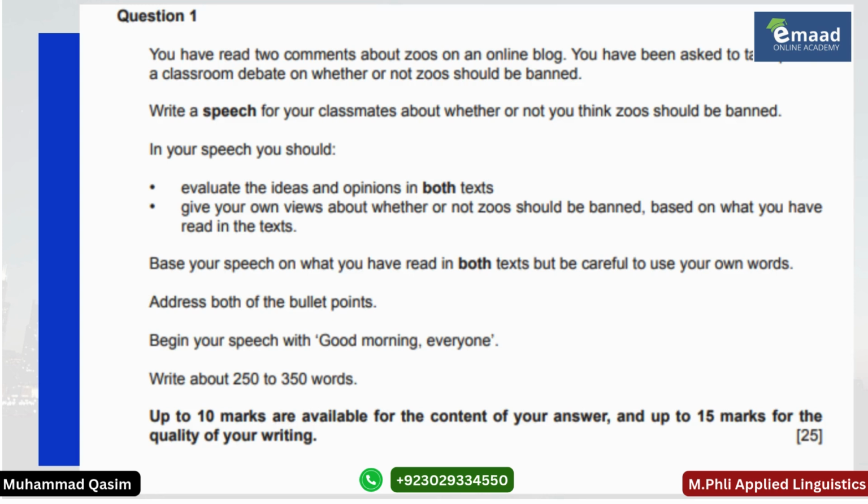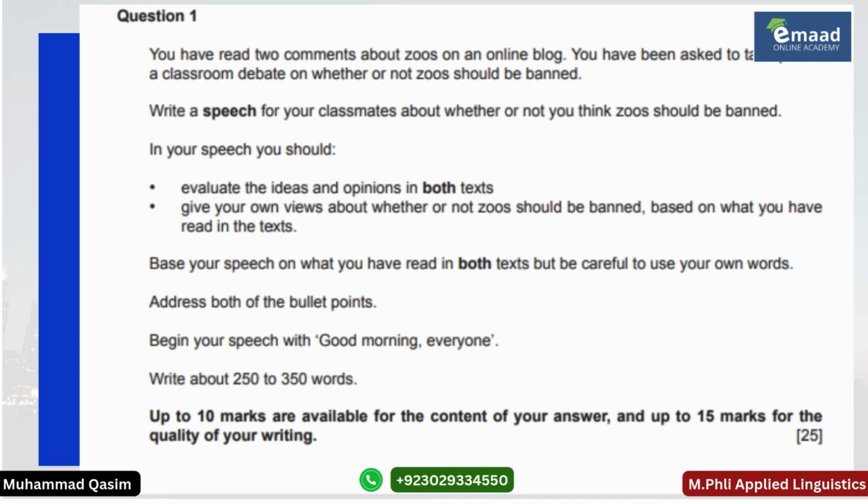Also give your own views about whether or not zoos should be banned, based on what you have read in the text. Base your speech on what you have read in both texts, but be careful to use your own words. This is a very important point. First of all, you have to carefully analyze both reading texts. This requires practice. In your mind, annotate the text. Address both of the bullet points. Begin your speech with good morning everyone. Write about 250 to 350 words.